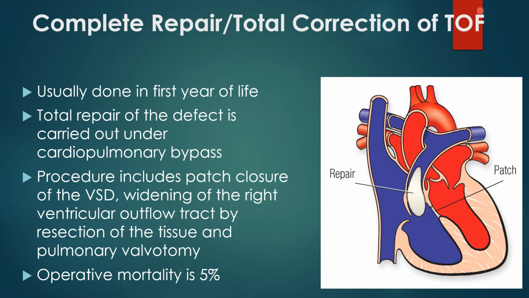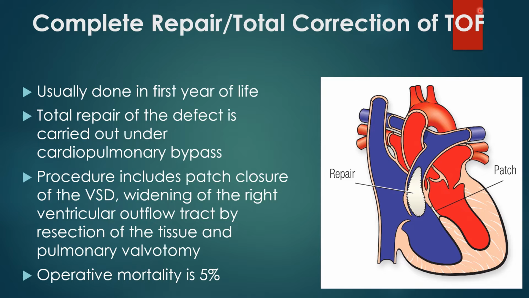So a BT shunt is very nice at a very young age because you don't really want to be operating on a kid that young and putting a patch on, this and that, in the first 3 months of life. But in the first year of life, you can actually do a total correction of the tetralogy of Fallot.